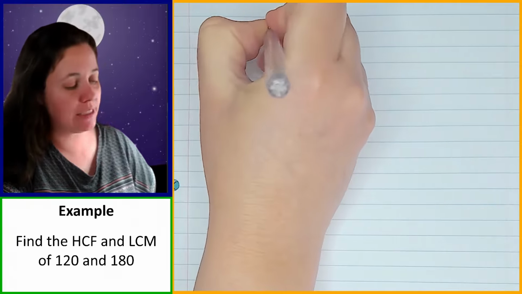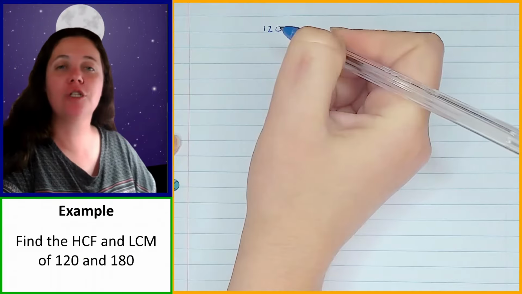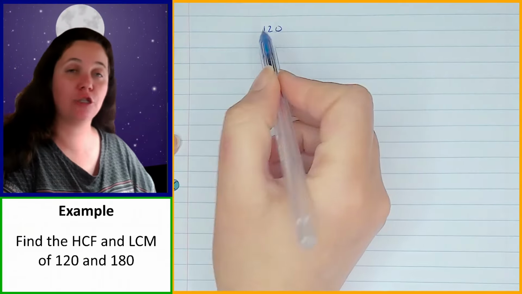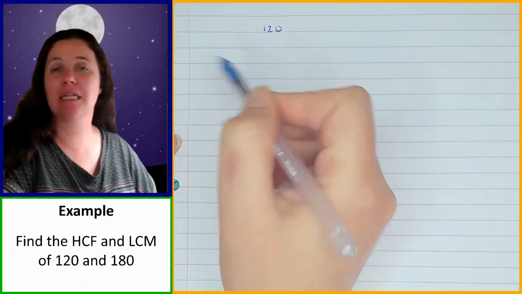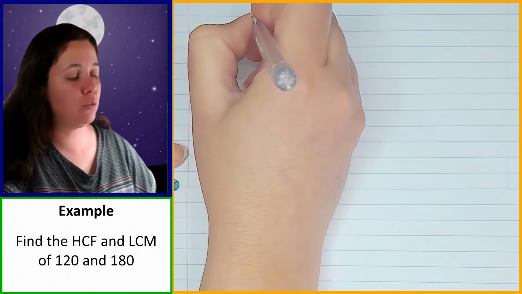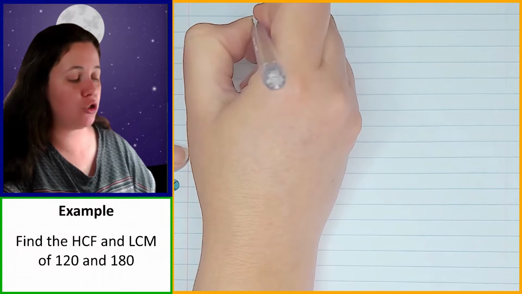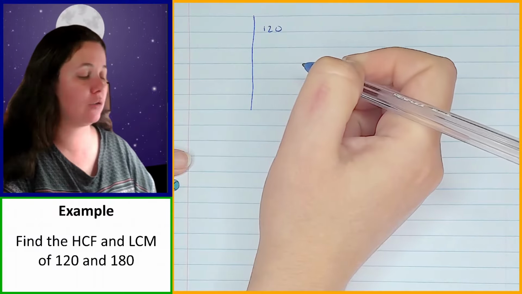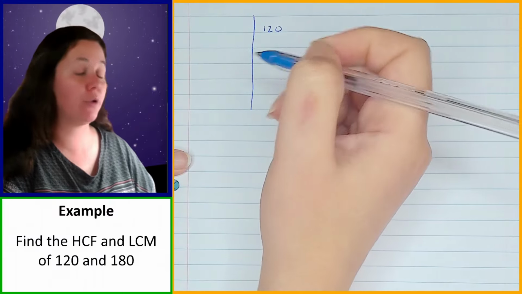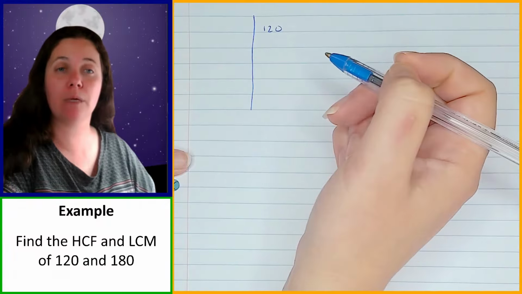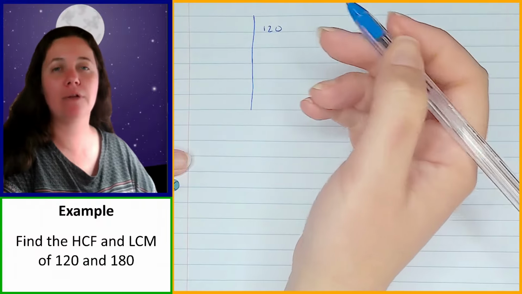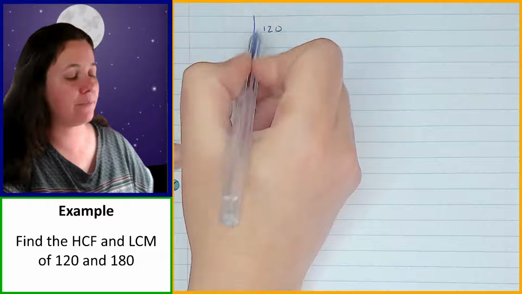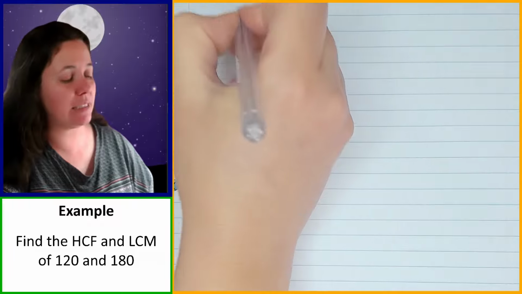So we've got 120, and what we're going to do is divide 120 by prime numbers until we can't anymore, starting with the smallest prime number, which is the number 2. Now remember, prime numbers are numbers that have exactly 2 factors. So 2 is a prime number, 3 is a prime number, 5 is a prime number, 7 is a prime number, 11 is a prime number, and so on. So the first prime number is the number 2.